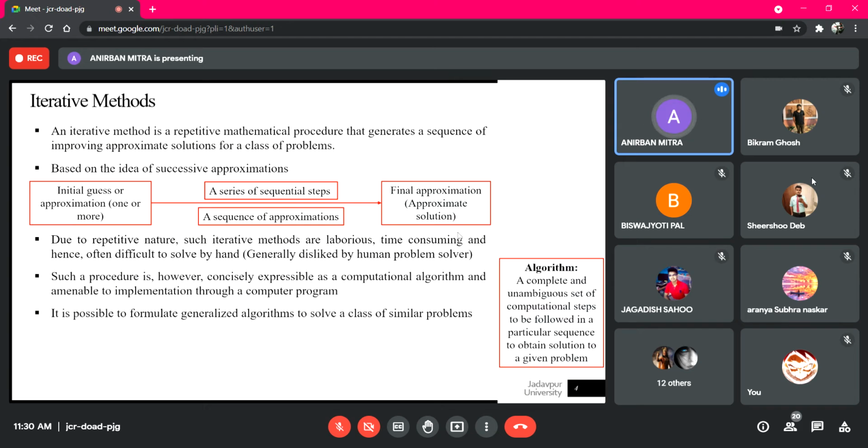It is also possible to formulate generalized algorithms. Let me give you an example here. Let's say we have a system of linear simultaneous equations. We have n equal to 3. That means 3 equations are there, 3 unknowns are to be solved. There are numerical methods available that can be converted into a computer program to solve this set of 3 equations. Now suppose the system changes and n becomes equal to 5. So now we have 5 equations and 5 unknowns.